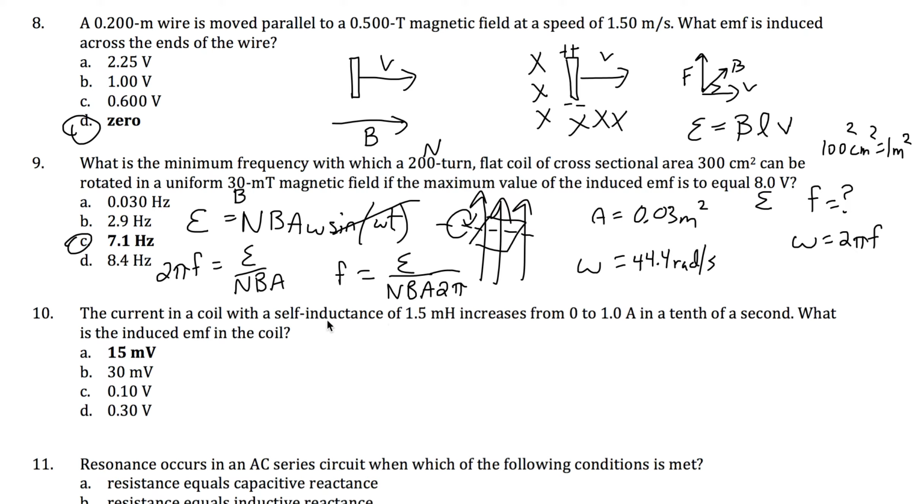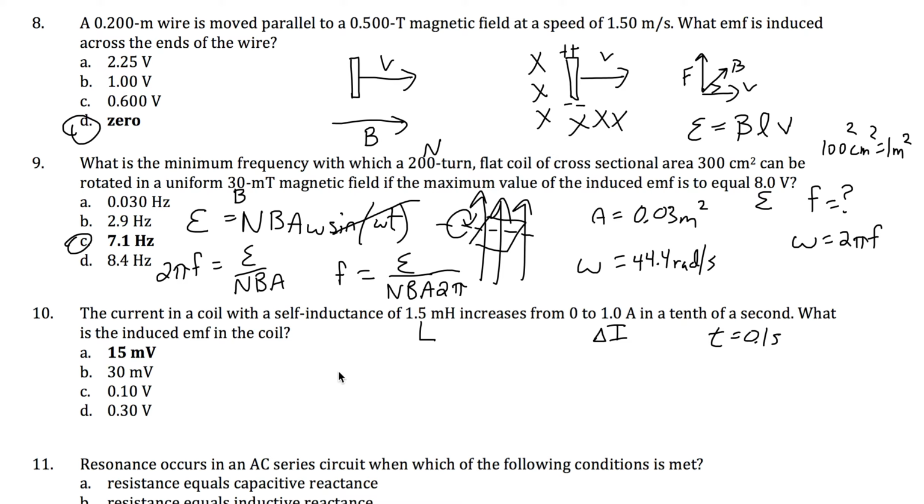The current in a coil with a self-inductance of 1.5 millihenry, so that's the inductance, 1.5 times 10 to the negative 3, increases from 0 to 1 amp, that's the change in the current, change in I, in a tenth of a second, so time is 0.1 seconds. What is the induced EMF?